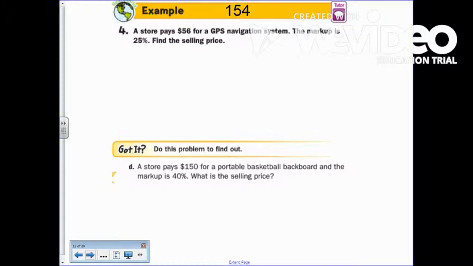A store pays $56 for a GPS navigation system. The markup is 25%. Find the selling price. So again, we're looking for the selling price, so we're looking for a total here. The total percentage is going to be the markup percent of 25% plus 100%. So the total percent will be 100 plus 25, or 125% of the original cost.